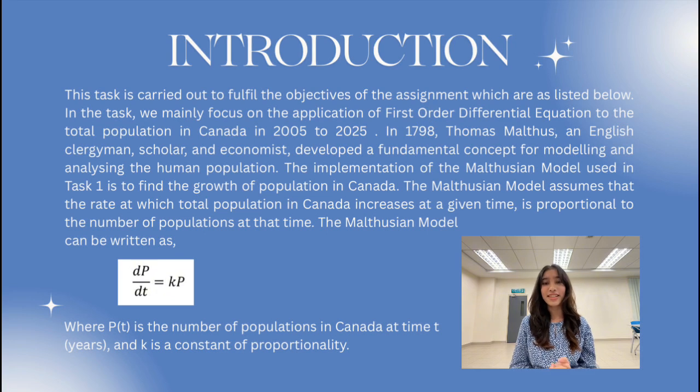In 1798, Thomas Malthus, an English clergyman, scholar, and economist, developed a fundamental concept for modeling and analyzing human population. In this task, we're going to use the Malthusian model to find the population growth in Canada from 2005 to 2025. The Malthusian model assumes that the rate of population growth in Canada at a given time is proportional to the number of population at that time, where the Malthusian model can be written as dP/dt = kP, where P(t) is the number of population at time t, in years, and k is the constant of proportionality.